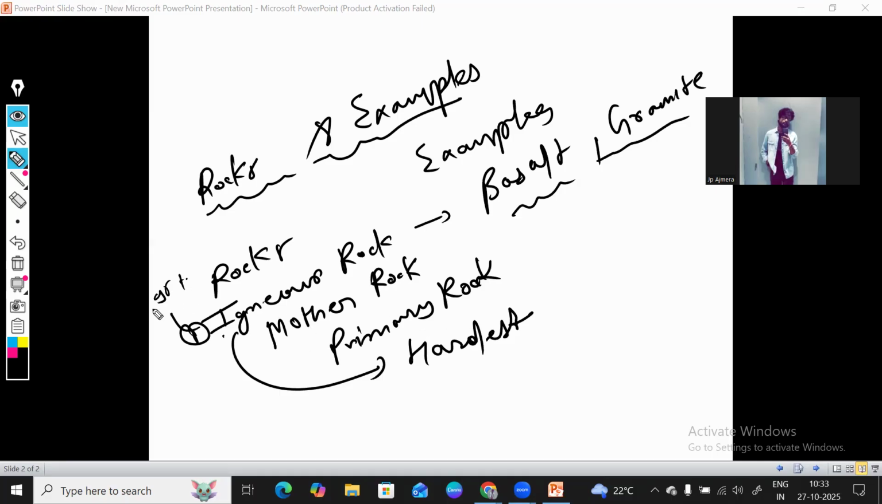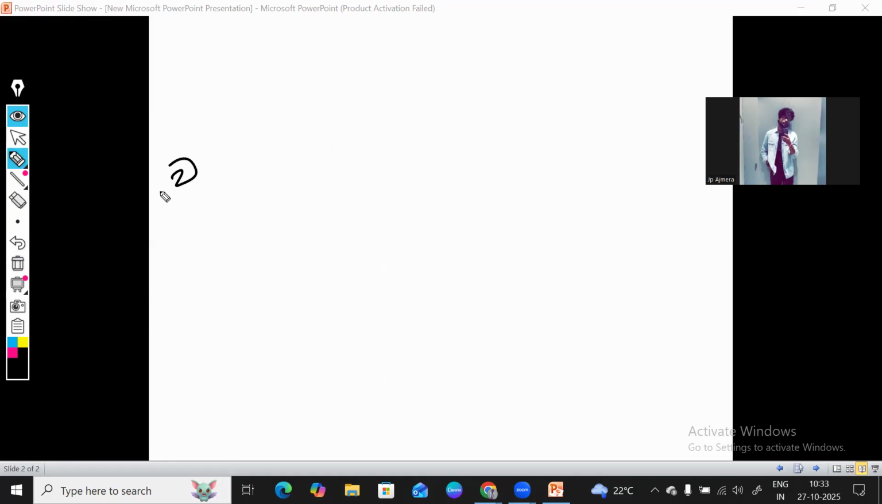So this is the bonus knowledge that you are getting out of that book. Igneous rock is the primary rock, mother rock, and hardest rock, 95% of the earth's crust, and basalt and granite are the best examples of igneous rock. So let's go to the next one.